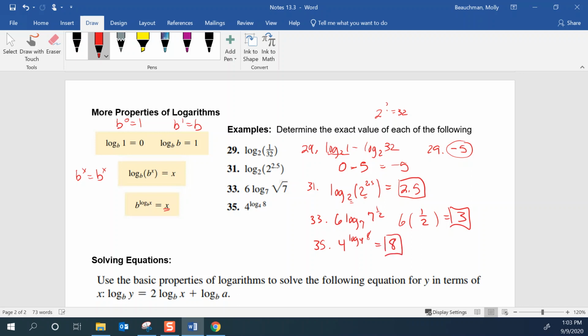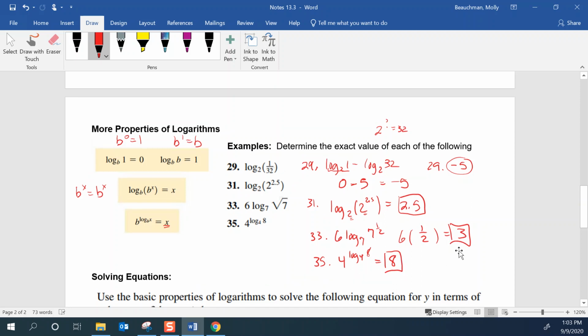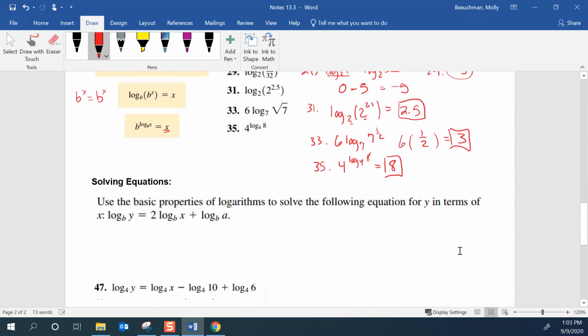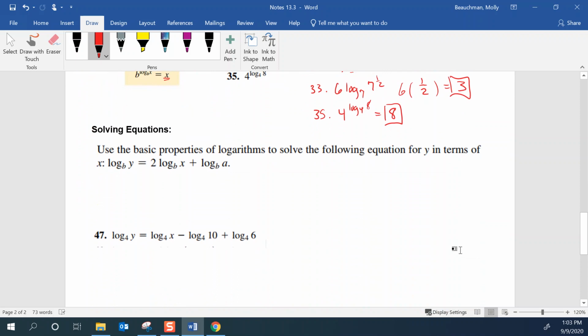All right, the last thing we're going to do with logarithms is use the properties to solve equations with logarithms. It's hard to solve an equation with logarithms, so we try to express each side as a single logarithm. We have log base b of y is equal to, I'm going to express this side as a single logarithm, log base b x squared using the power rule plus log base b of a.